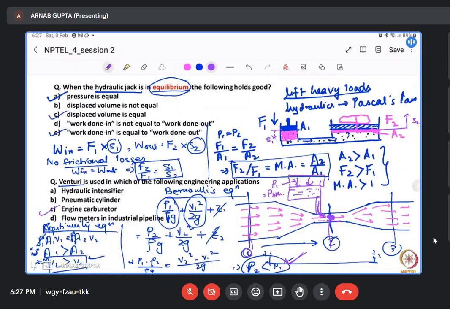It is also used in flow meters in industrial pipelines, as we know. If you join these two sections here and here, and if you are able to measure the difference in pressure between these two sections by using a U-tube manometer and all, then easily you can calculate the flow rate through the pipe. That is another application.